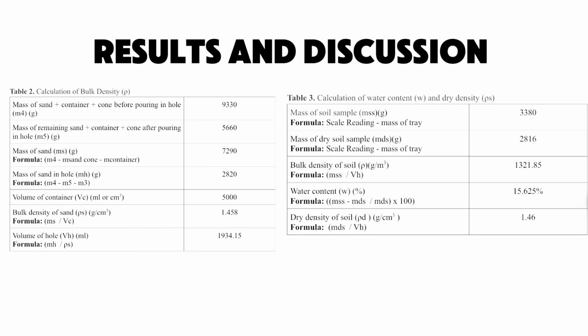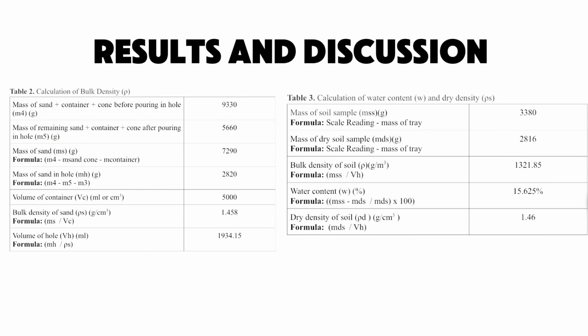The results obtained from the field density test using the sand cone replacement method provided essential data for analyzing the compaction and density of the soil sample. The bulk density of the sand was determined to be 1.458 grams per cubic centimeter, which was used to calculate the volume of the test hole, measured at 1,934.15 cubic centimeters. The bulk density of the soil was found to be 1,321.85 grams per cubic centimeter, while the dry density of the soil was calculated at 1.46 grams per cubic centimeter, considering a moisture content of 15.625%.